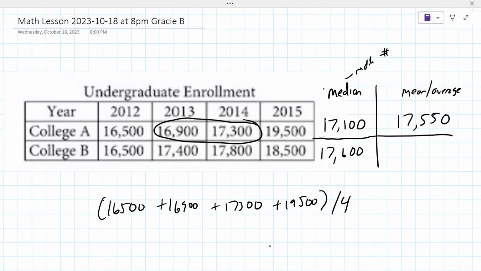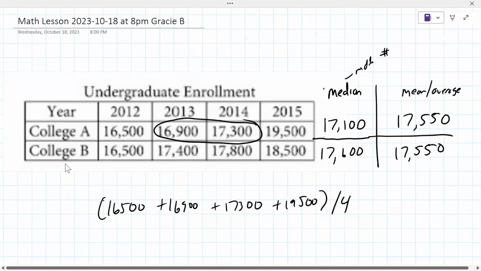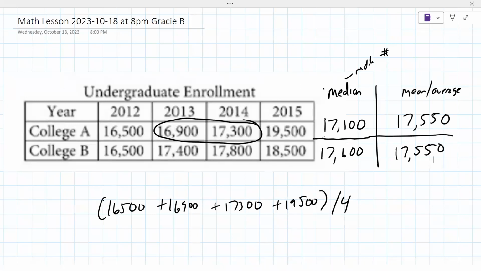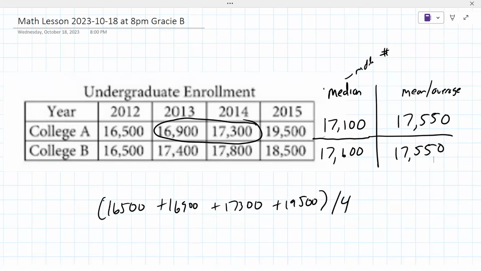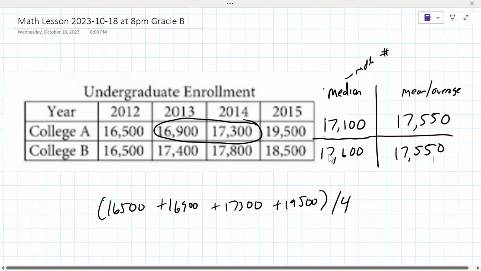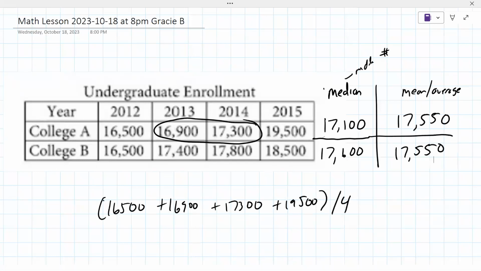17,550 again. Now, you might wonder why those are the same. Sometimes that does happen. Okay, I know that was a little painful, but good job on that. You're going to find though that they never just ask you for the median or the mean. I mean, they might on one question. So you know that the means are the same. The median is higher for college students.